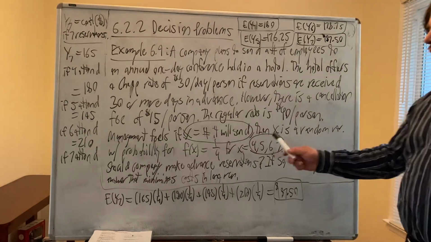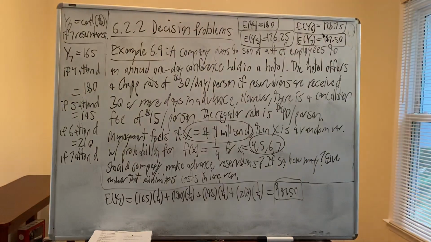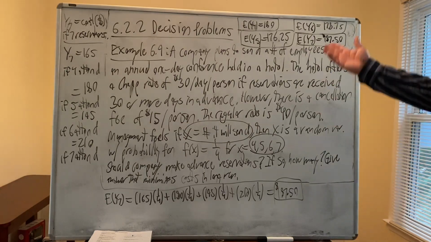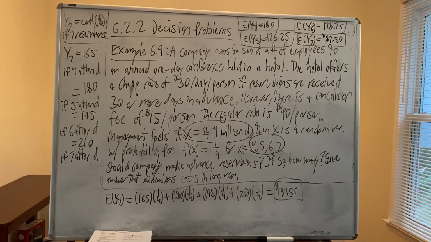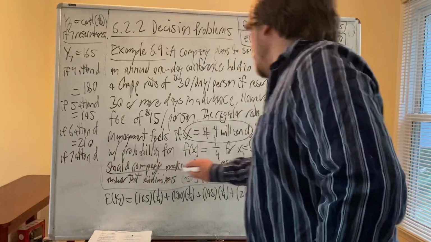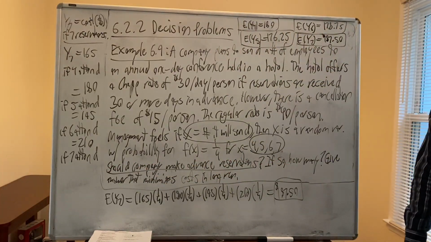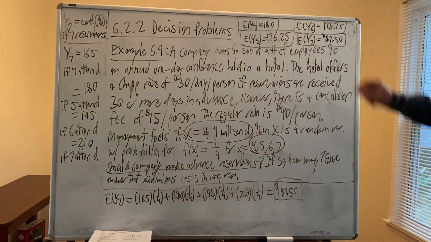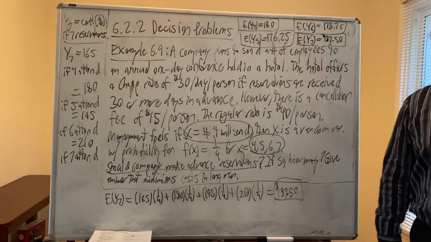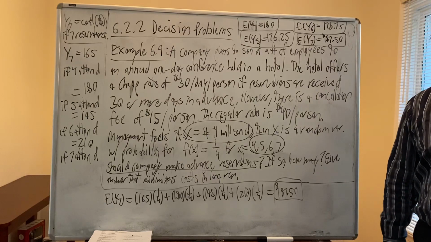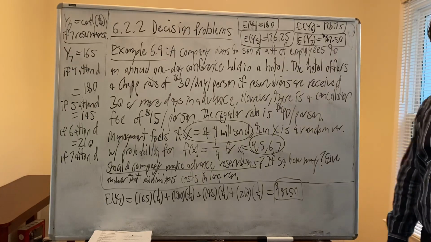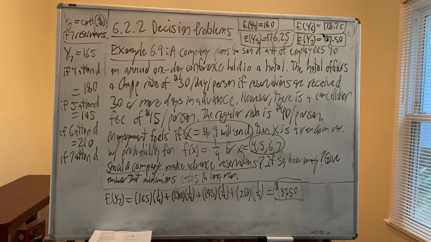It would be $220 on average if they didn't make any reservations. So making reservations is definitely better. So the question is, should the company make advance reservations? The answer is yes, they should, because all of those are cheaper than not making any reservations. The average is $220. So they should make advance reservations.